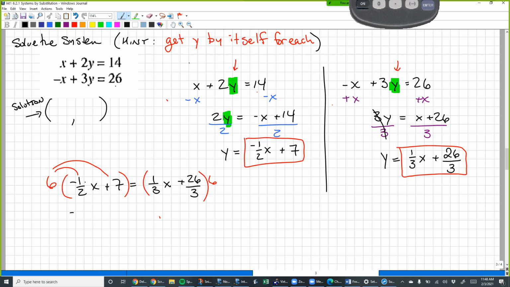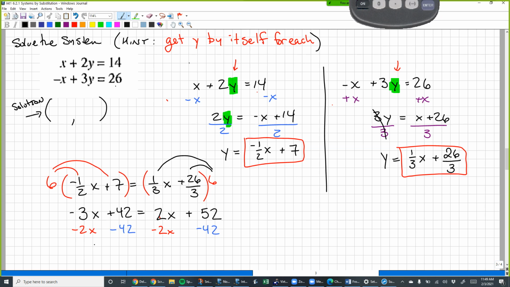Here we get negative 6 over 2, which is 3x, and 42. On the other side, when we multiply in the 6, 1/3 times 6 is going to give us 2x, and this is going to give us 6 divided by 3 is 2, and 2 times that is going to be 52. This looks like a lot easier of a problem to solve. So I'm going to continue with this. I'm going to subtract 2x from both sides. I'm also going to then subtract 42 from both sides.